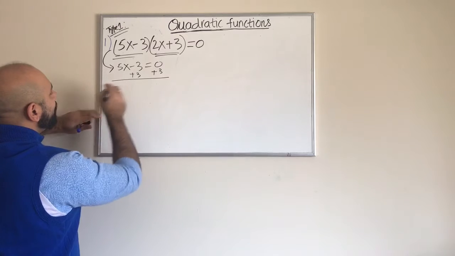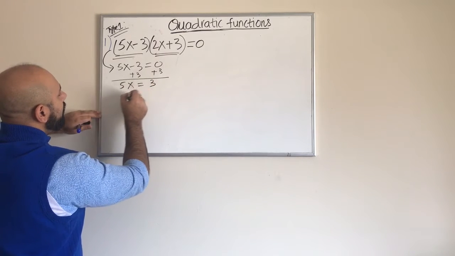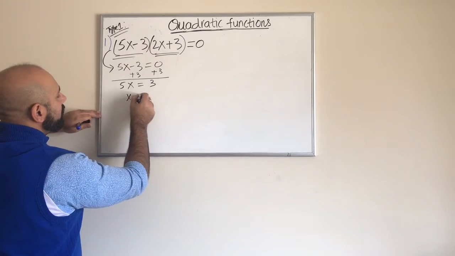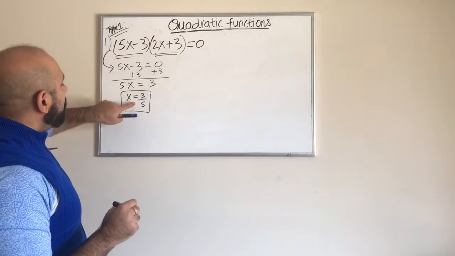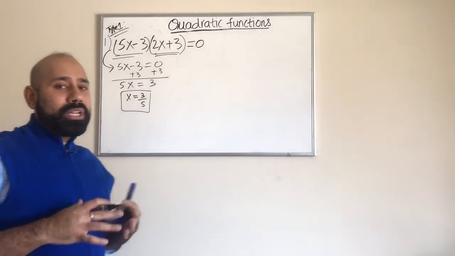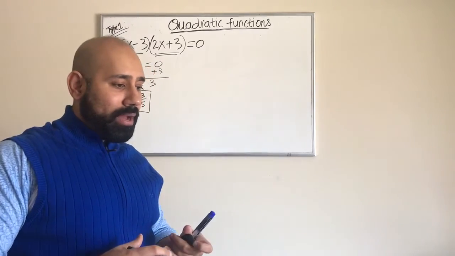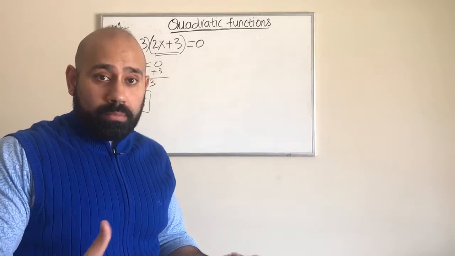We know how to solve that. I'm simply adding 3 to both sides. I get 5x equals 3. Dividing both sides by 5, I get x equals 3/5. Okay, so x equals 3/5 is one of the solutions. But we already know that a quadratic equation can have up to 2 solutions, right?